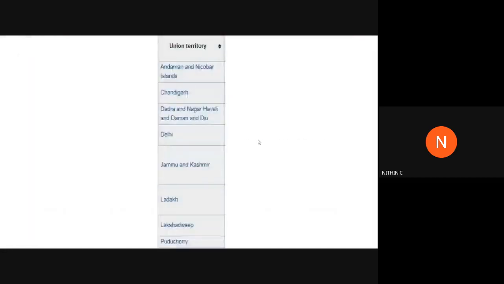These are actually the different union territories as of now. Andaman and Nicobar Islands, Chandigarh, then Dadra and Nagar Haveli and Daman and Diu, Delhi, Jammu and Kashmir, Ladakh, Lakshadweep and Puducherry. Can note this down.